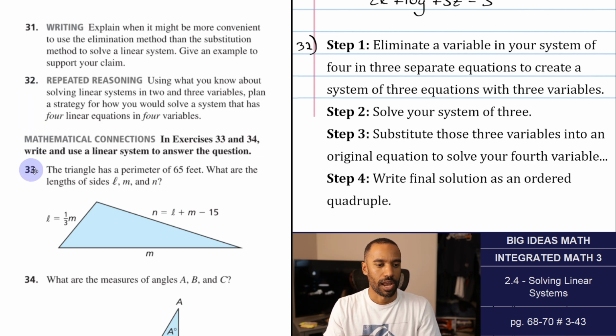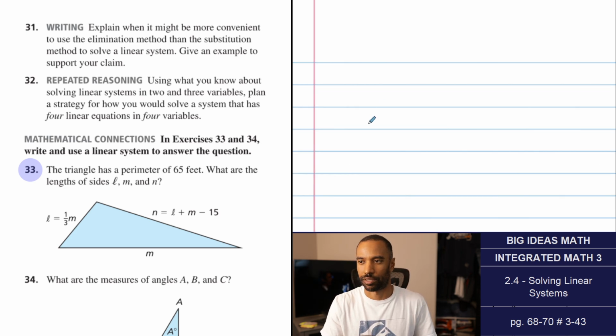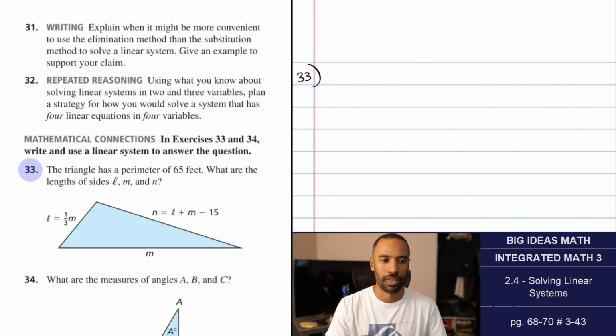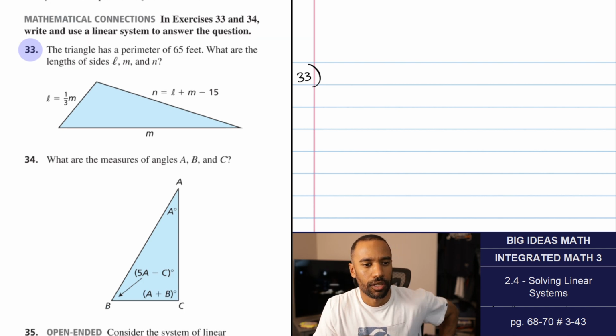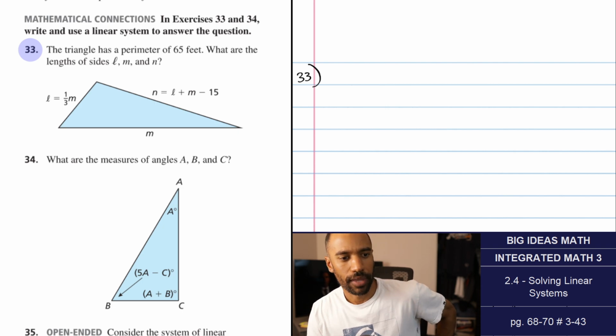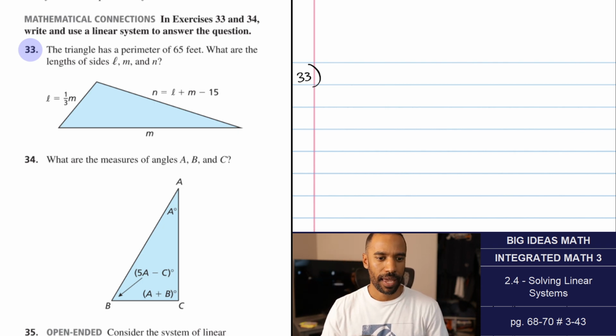Okay. Number 33. In exercises 33 and 34, write and use a linear system to answer the question. All right. The triangle has a perimeter of 65 feet. What are the lengths of sides L, M, and N?